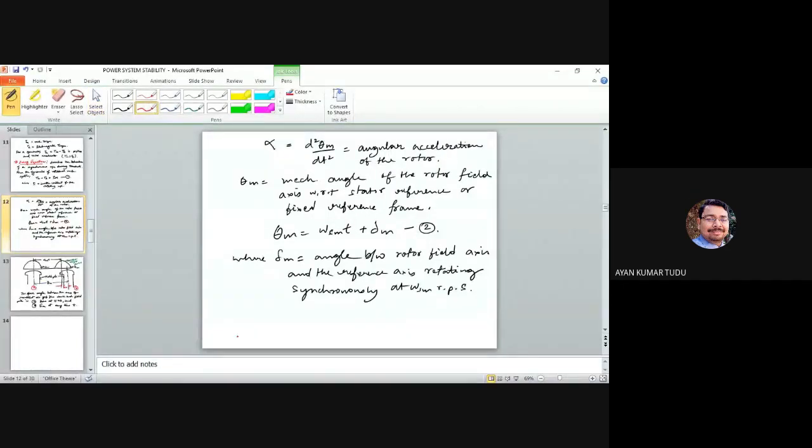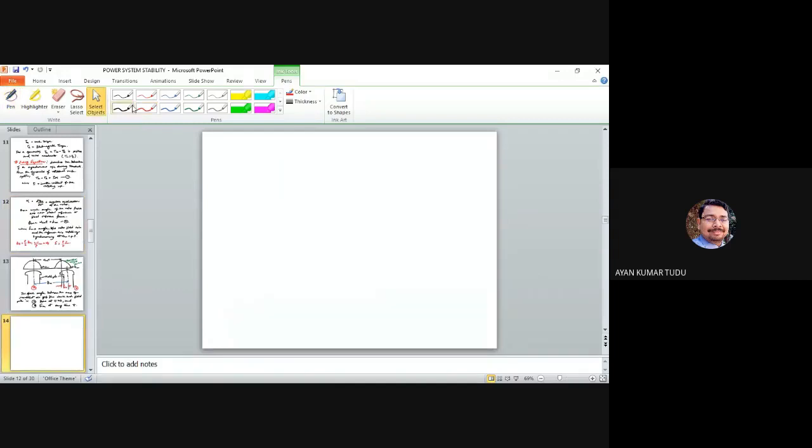Because we know that theta E is equal to P by 2 into theta M, and omega S in electrical radians is equal to P by 2 of omega Sm, and similarly delta can be written as P by 2 into delta M. If that is the case, then equation 2 in electrical radians is written as theta equal to omega st plus delta.